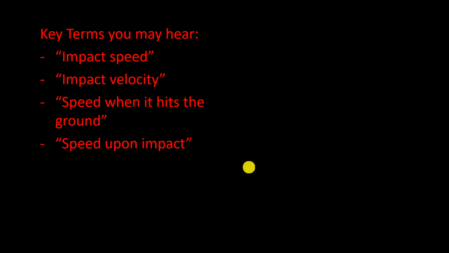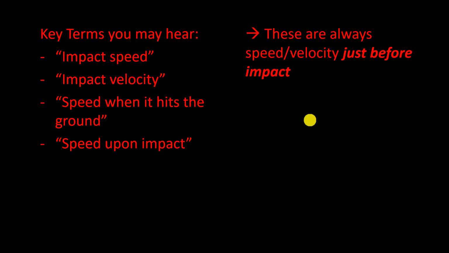Couple more things. You may come across, whether it's a problem that I'm giving you, a problem from the textbook, or a problem from an AP question, something asking for the impact speed or impact velocity. You might see both. Or you might see a phrase, the speed when it hits the ground. Or it's asking, calculate the speed or velocity upon impact. You gotta get used to these phrases and what they do mean and what they don't mean. They're always asking about the speed or the velocity just before impact.